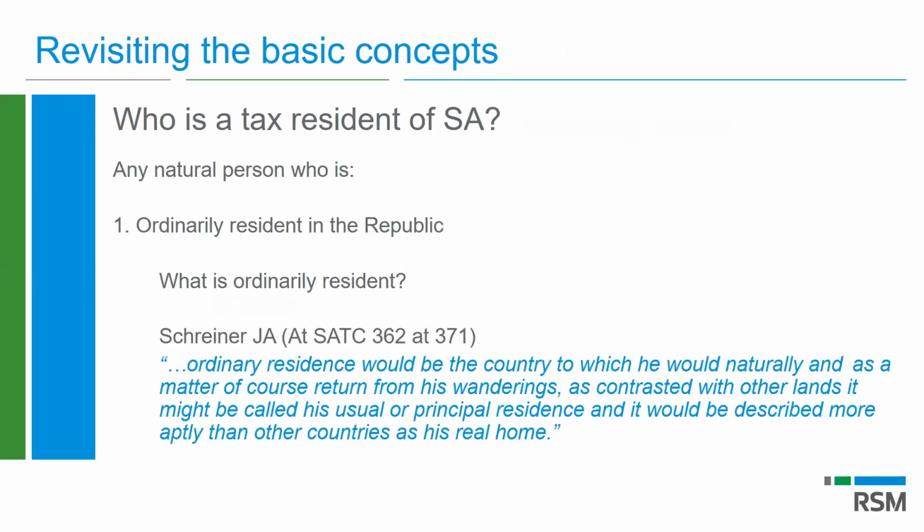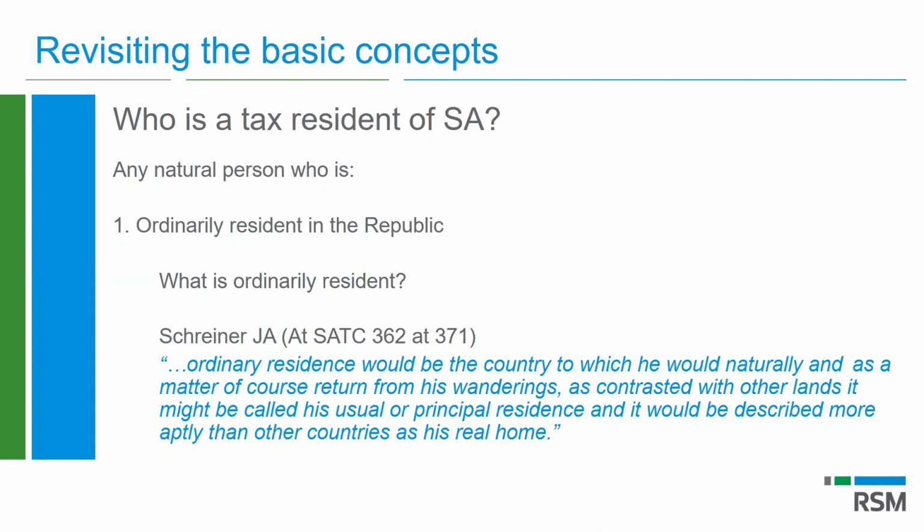So let's start off with our refresher by revisiting some basic concepts and topics. The first is to understand who is a tax resident of South Africa. Now, we're dealing with natural persons here. So for a natural person, it is firstly an individual that is ordinarily resident in the Republic. Now, you might ask the question, what is it to be ordinarily resident?